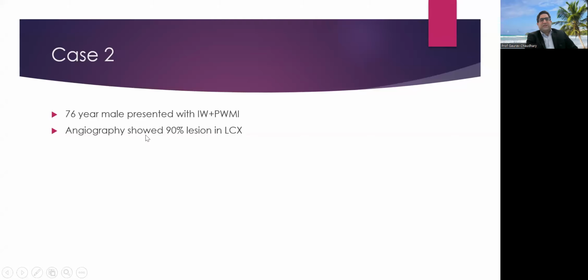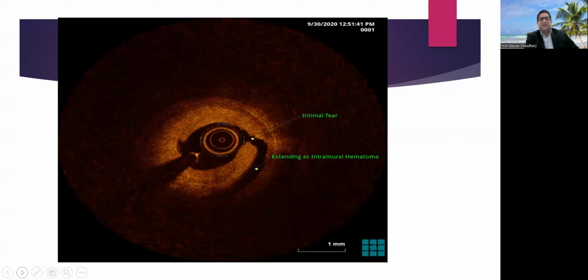So coming on to the next case, a 76-year-old male presented with inferior MI, and in the LCX there was a 90% lesion, and ballooning of this lesion was done. After the ballooning, we took a run of this OCT, because the OCT catheter was unable to go, so we had to predilate it. And this shows a beautiful finding: the central circle is the catheter, then at 7 o'clock is the wire, and beyond that is the wire artifact.